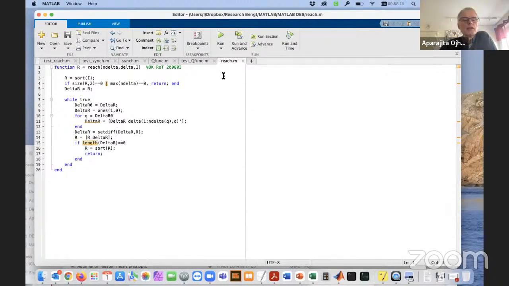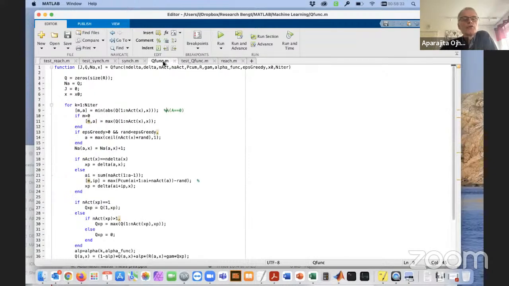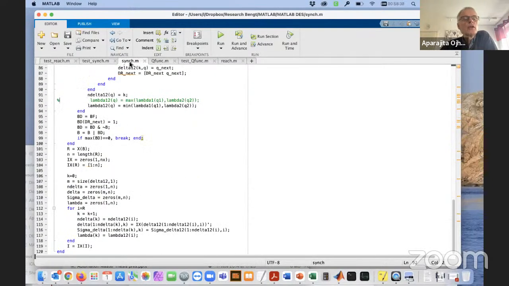So my idea is to show you a couple of basic functions, not so many, but one on reachability, which is very short, and that also means that I think it could be quite easy to follow and understand. One on this reinforcement learning, the Q function, and one on synchronization, and also I will add one on the abstraction part, which I will talk about this evening.